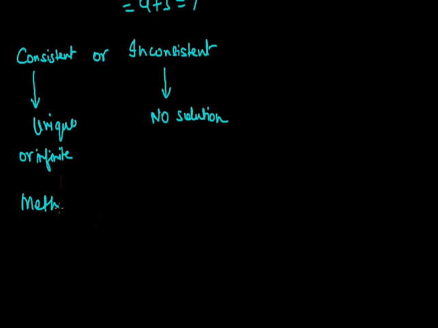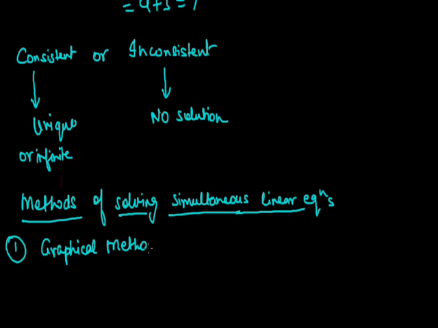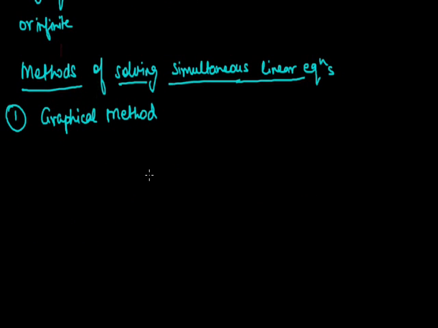Now we'll see what the methods of solving simultaneous linear equations are. It means we'll study the methods of finding the solution of simultaneous linear equations. There are actually four methods of solving the linear equations. The first method is the graphical method. We have already discussed this method in the 9th class, but we'll see some part of this graphical method here also. So the first method is our graphical method.